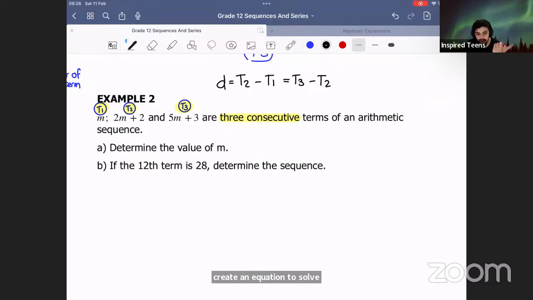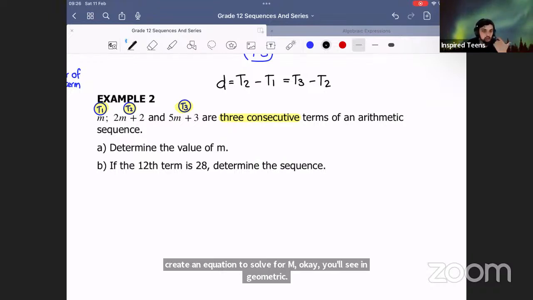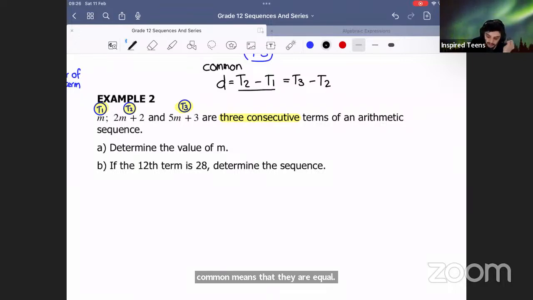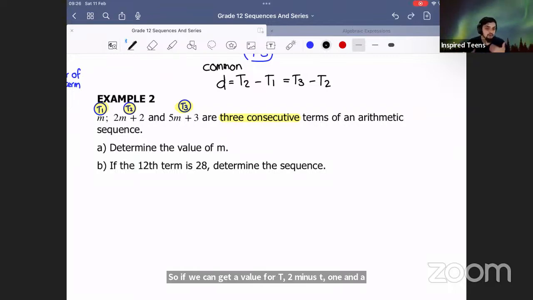Okay, you'll see in geometric, we're going to use a similar concept where we're equating the differences because it is a common difference. Common means what? Common means that they are equal. So if we can get a value for T2 minus T1 and a value for T3 minus T2 and equate them, we'll be able to solve for M. The reason we can equate them is because it's a common difference, they are equal. So let's try that out here.